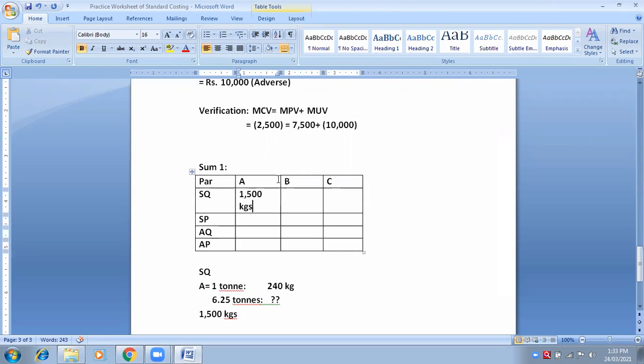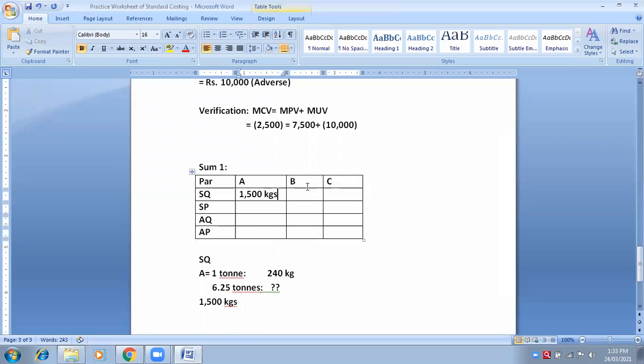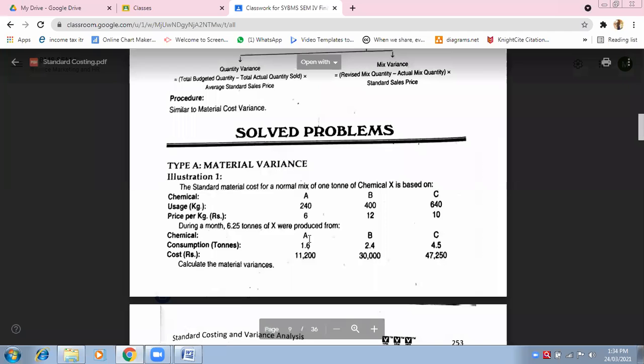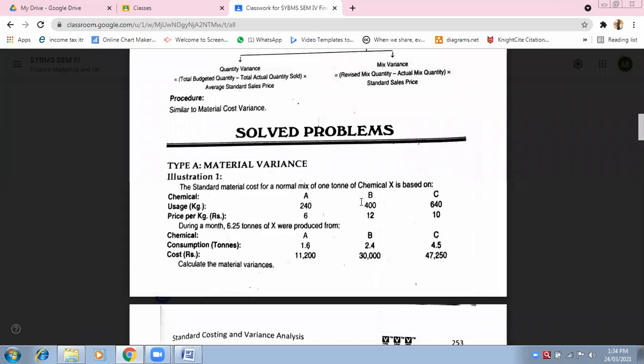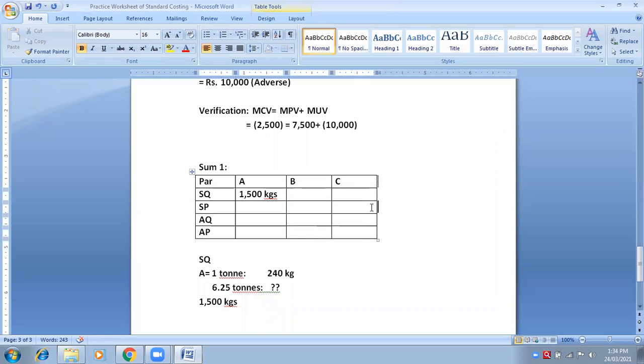Okay, so this is what I want. Similarly, we have to do it for B. Now for B, making a working note is not important. You can do it directly. Come on, do it. For 1 ton, it is 400. So how much would it be for 6.25? 6.25 into 400. What would be the answer of B? 2,500. Very good. So it is 2,500.